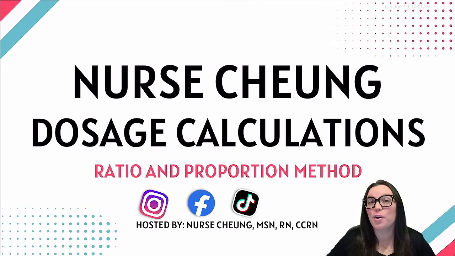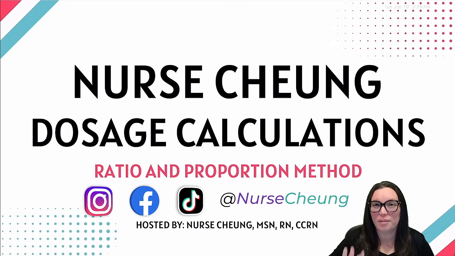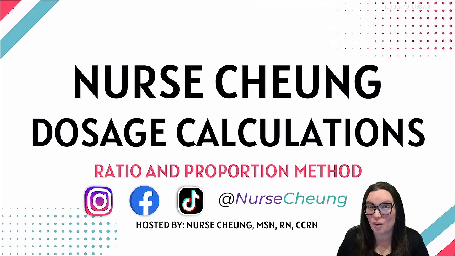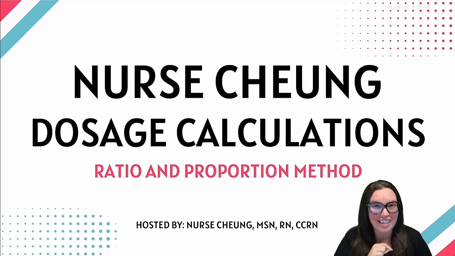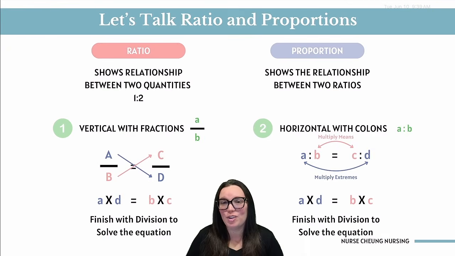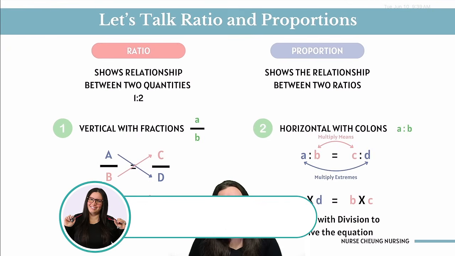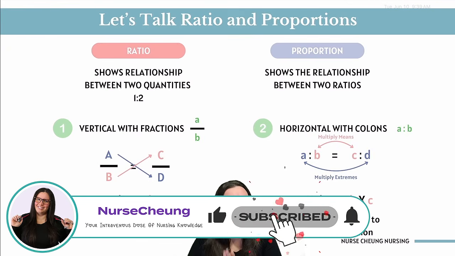Did you know that there are three essential math formulas that you need to know when it comes to solving dosage calculation? That's exactly what we're going to be talking about today. We're going to be talking about the ratio and proportions method. Let's get started. In this method, you have two parts that are going to be working together to help you find the right dose every single time.